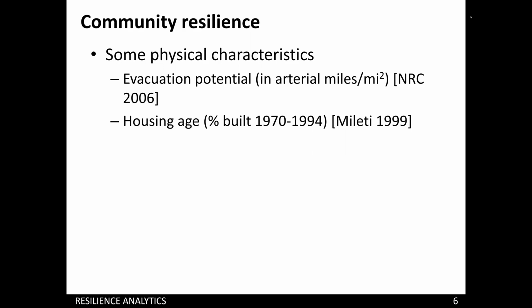For example, evacuation potential. So what is the arterial highway situation in a particular area? How easy is it for people to evacuate if they need to? Housing age. Newer houses might be built in a different way, might be up to a different kind of standard than older houses, for example, or apartment buildings. So the older ones may not be able to handle disruptive events like newer ones can.